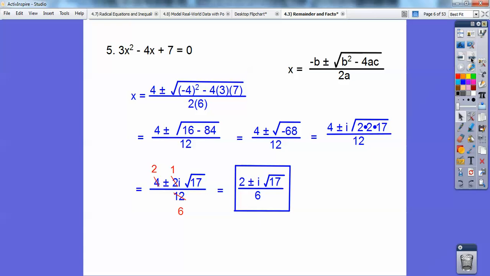And then this last one, it doesn't factor. I would totally use the quadratic formula with that one. So I get, there's my final answer right there.